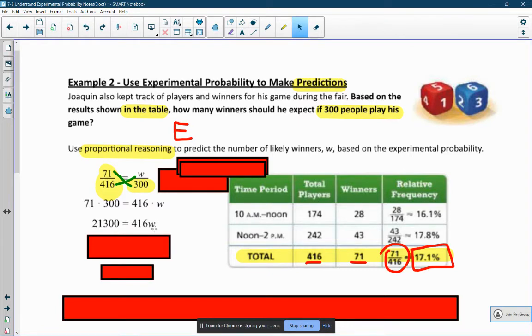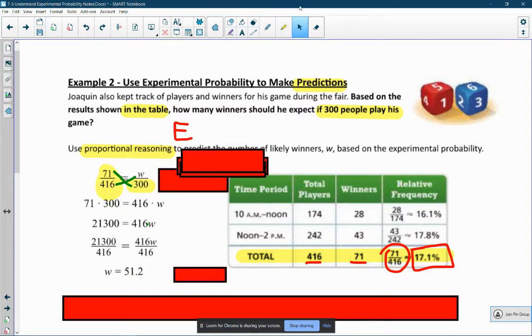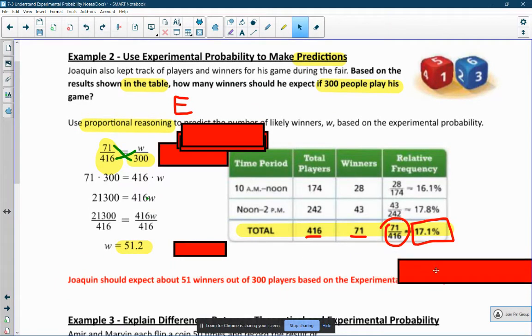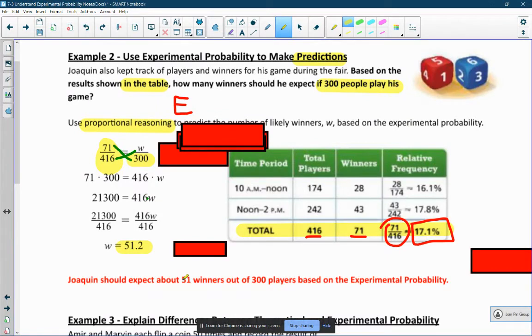21,300 equals 416W. Well, we know we always want to divide by the number that's being multiplied by the variable. So we're going to divide by 416 on both sides. And what we're going to get is the expected winners out of 300. And what do we get? 51.2. So we would say there's going to be 51 winners if 300 people play the game. And that's what we should have written right here. Joaquin should expect about 51 winners out of 300 players based on the experimental probability. So 51 out of 300 based on experimental probability.